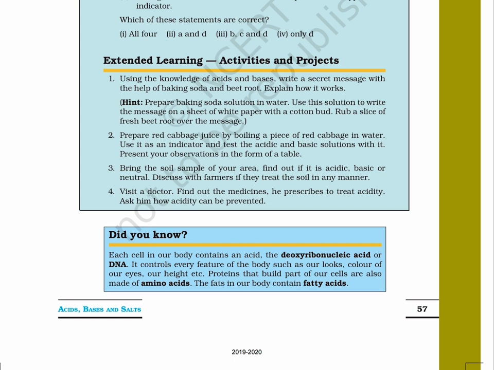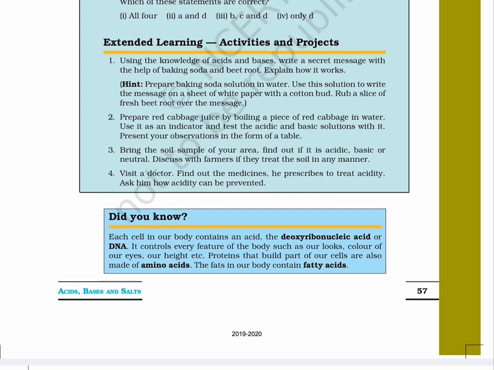Did you know? Each cell in our body contains an acid, the deoxyribonucleic acid or DNA. It controls every feature of the body such as our looks, color of our eyes, our height, etc. Proteins that build part of our cells are also made of amino acids. The fats in our body contain fatty acids.